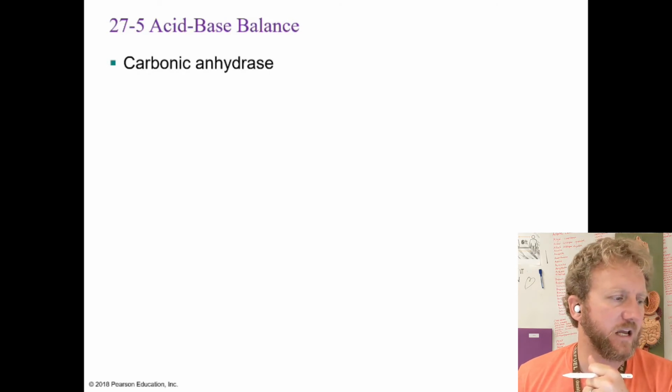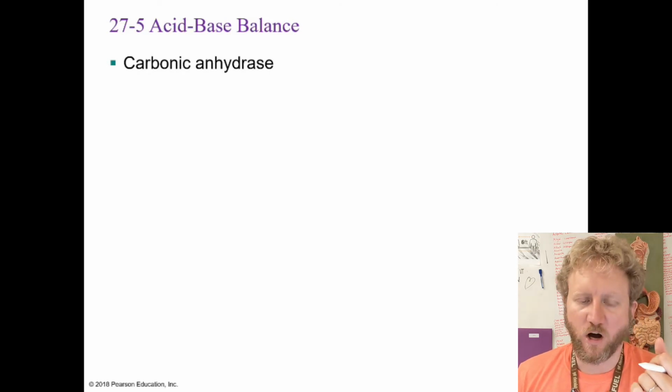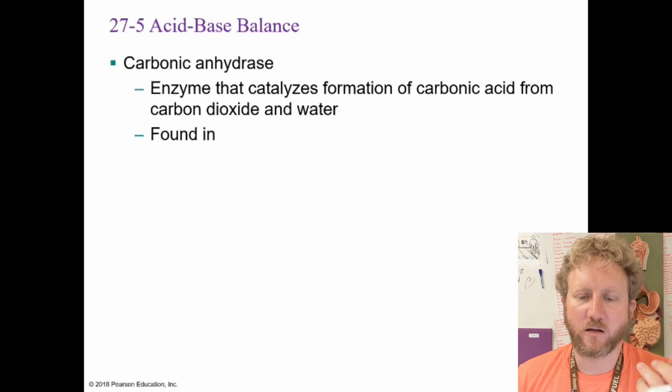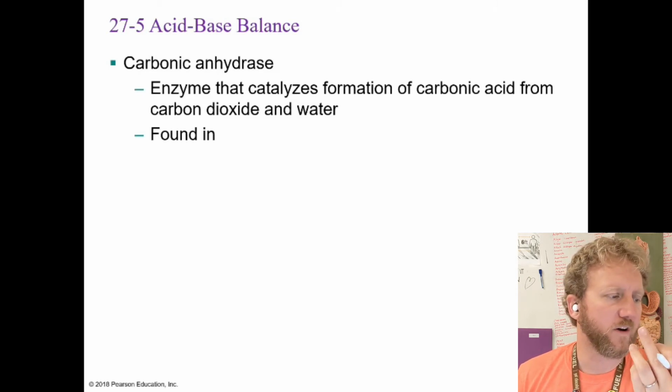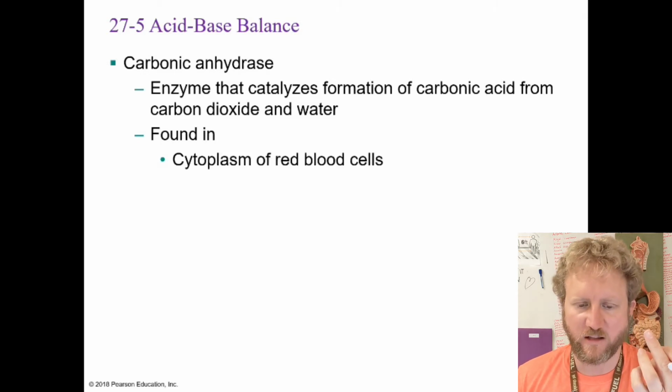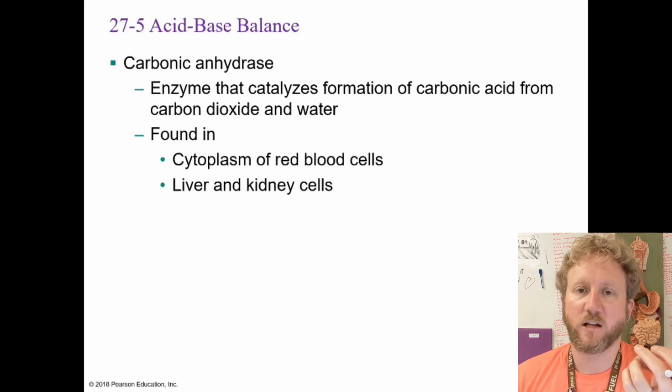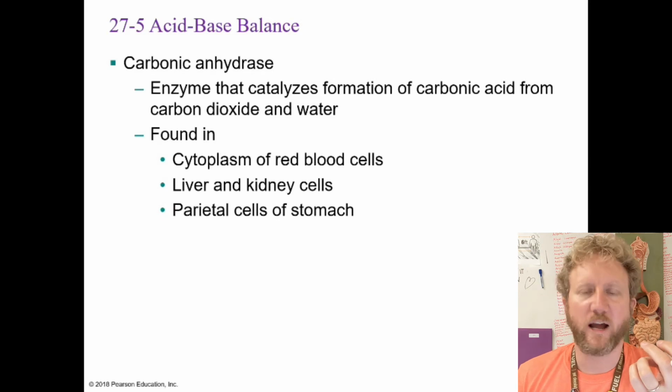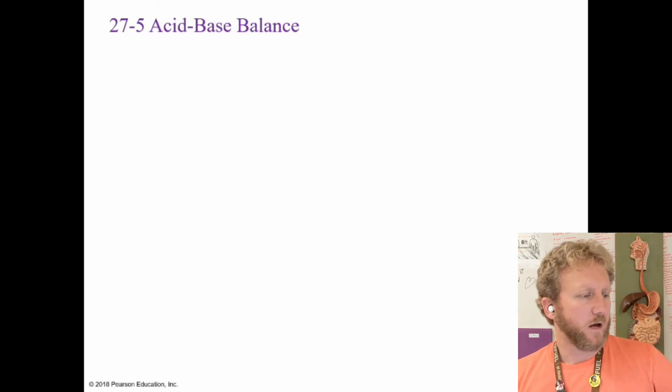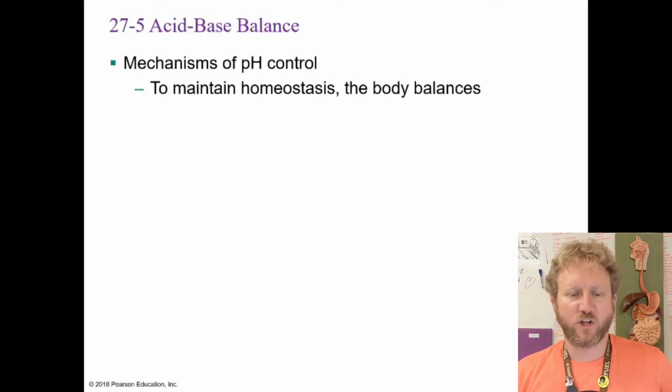Now, this enzyme takes carbon dioxide and water and actually makes carbonic acid. You can find carbonic anhydrase in the cytoplasm of red blood cells, liver and kidney cells, and parietal cells in your stomach, as well as many other cells. All right, pH control.